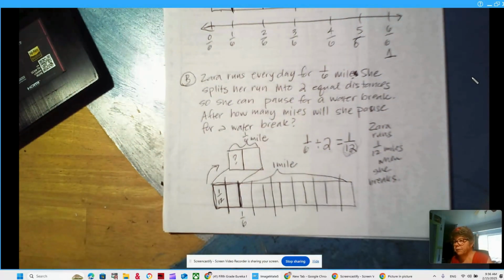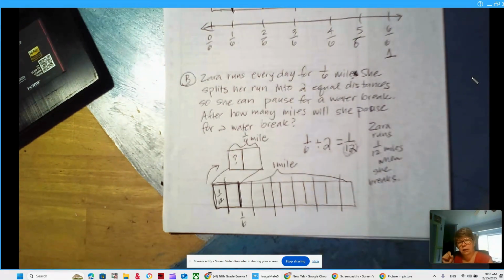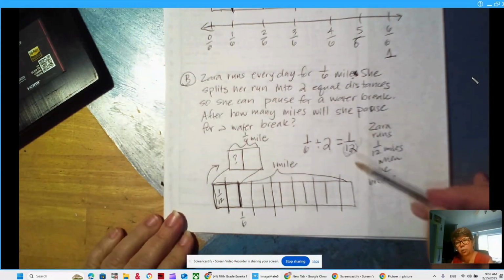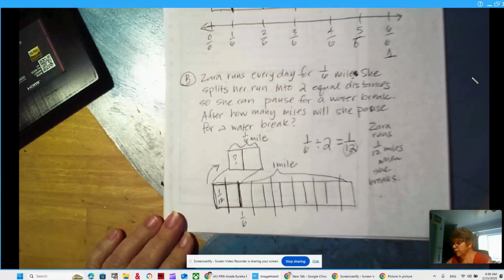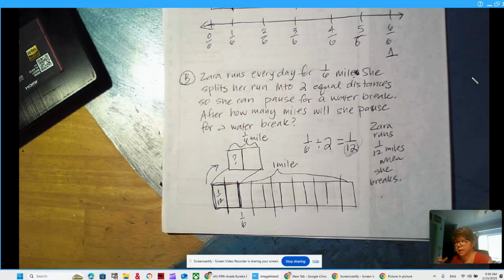Okay, I hope that's really helping you. Make sure your answers make sense. Sometimes my students will say something like 12 for this kind of a question. After how many miles does she pause for water break? 12 miles. Well, she's only running 1/6, right? So we got to really look back. That's why we write word answers, so that we can really look back and make sure that it's making sense as we are answering the question. All right.